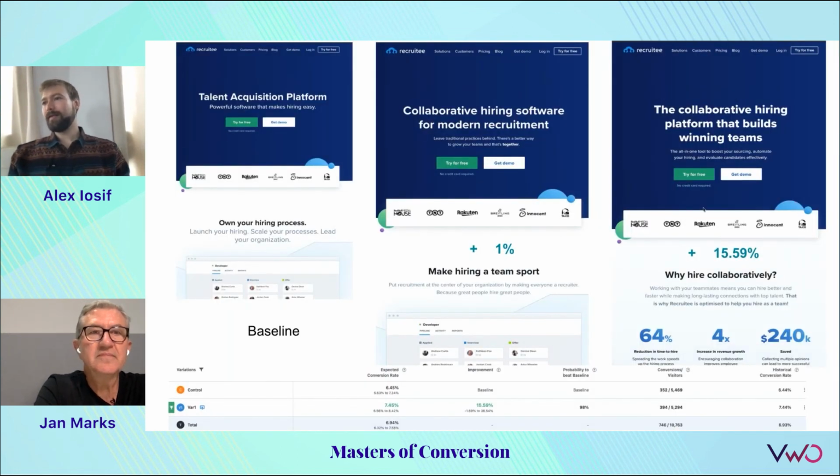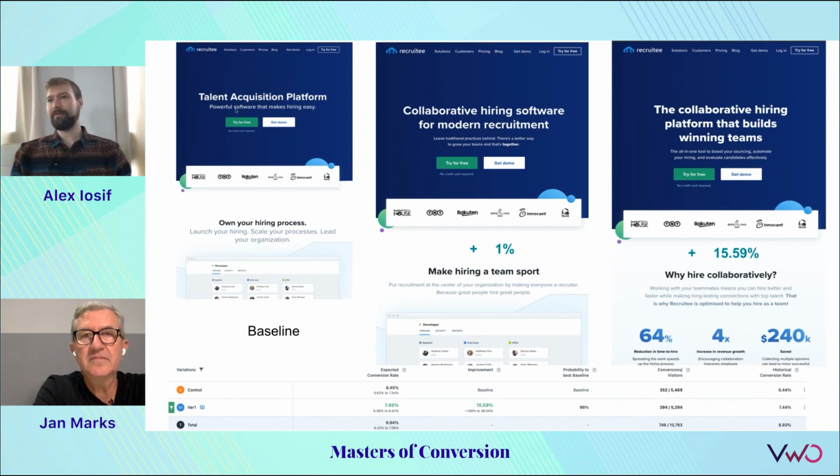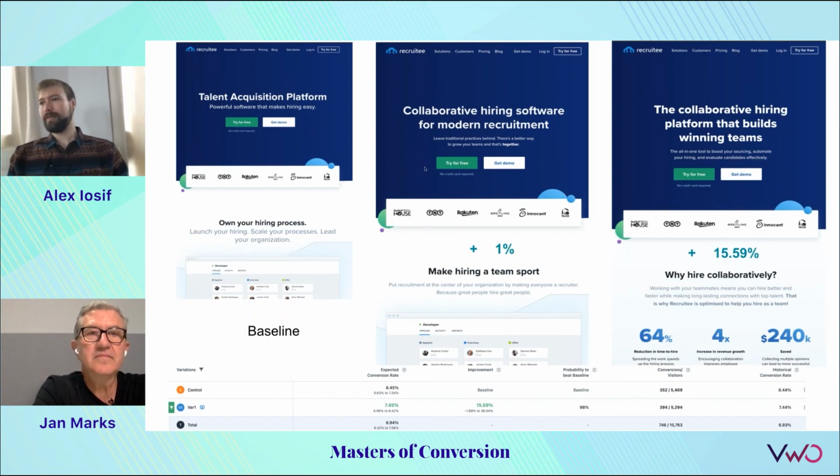So this was the one I kept talking about, where we had the collaborative hiring angle. The initial angle was talent acquisition platform, powerful software that makes hiring easy. I know, quite dry. Then we came up with this collaborative hiring software for modern recruitment, leaves traditional practices behind. Okay. And then all the way here, and also adding this proof piece here.